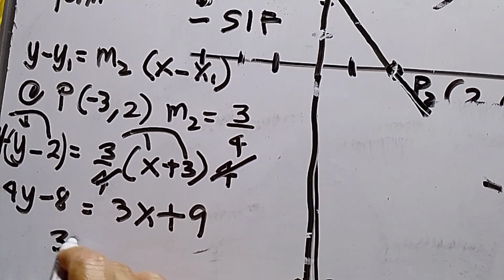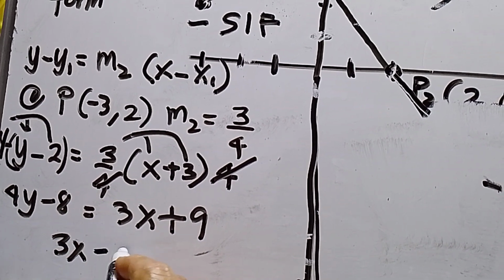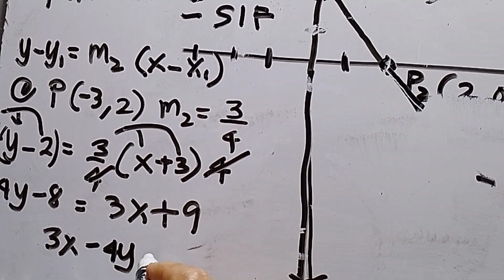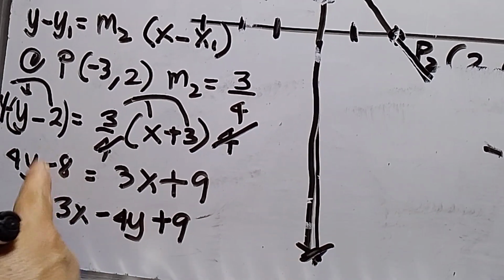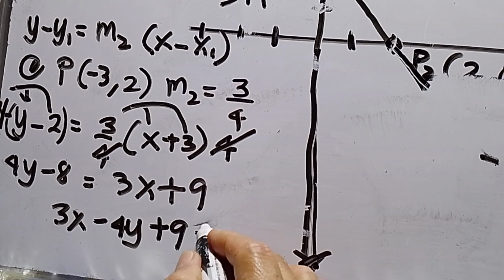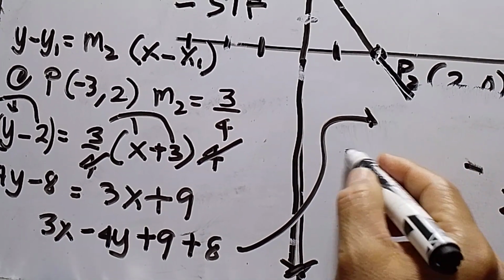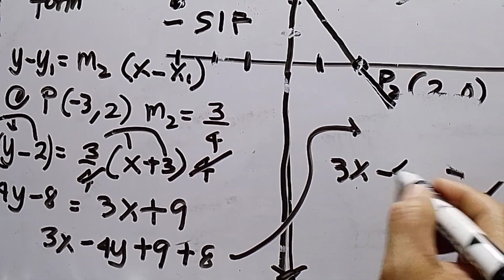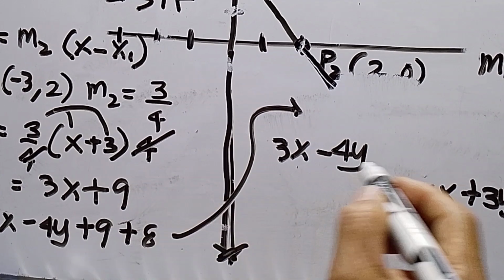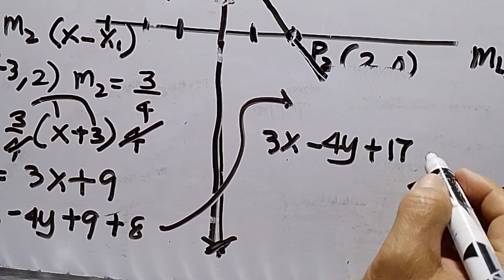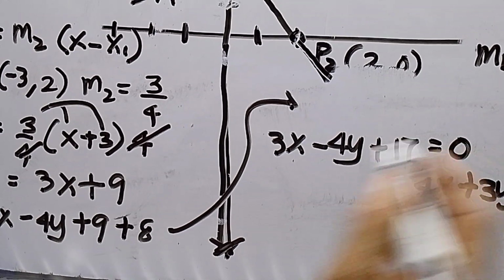So this will be 3x. The 4y minus 8 transposed to the right will be minus 4y. Then I have plus 9. Then transpose negative 8 to the right, that will be positive 8. So this will be 3x minus 4y plus 17 is equal to 0.